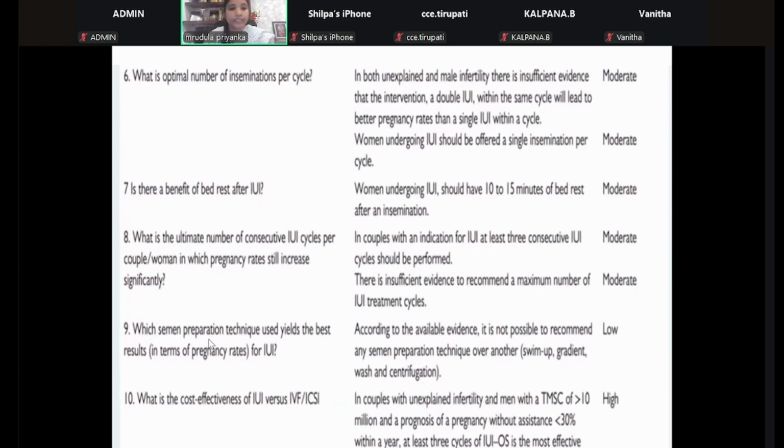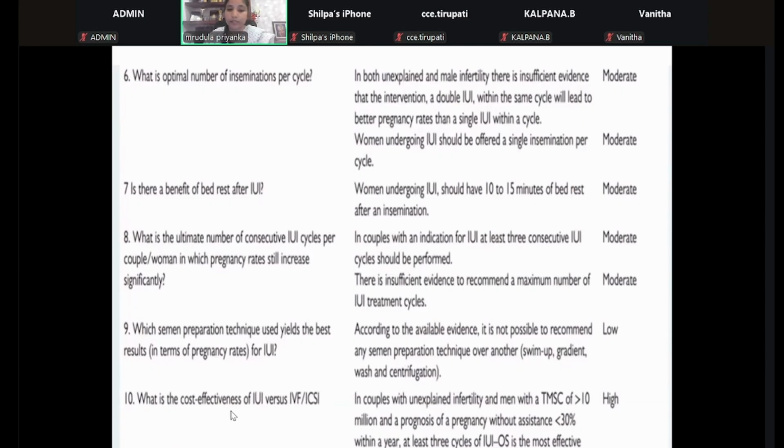So with semen preparation techniques, which results in better or good pregnancy rates, which has the best results in pregnancy rates for IUI? According to the available evidence, it is not possible to recommend any semen preparation technique over another. So all have the same pregnancy rates.